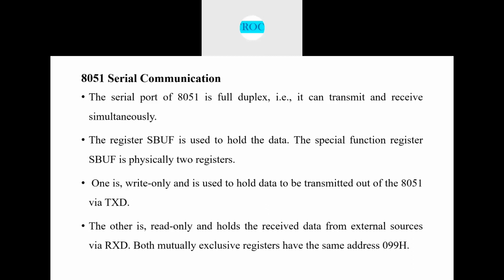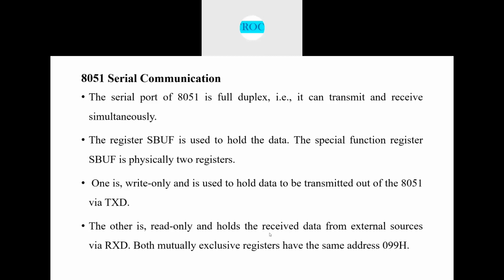The serial port in the 8051 is full duplex. When I say full duplex, you can transmit and receive data simultaneously. The serial buffer register SBUF is used to hold the data. In the 8051 we have two serial buffer registers. One is used to hold the data which needs to be transmitted using the transmit pin, TXD, which is port pin P3.1. The other SBUF register is used to hold the data which is received.